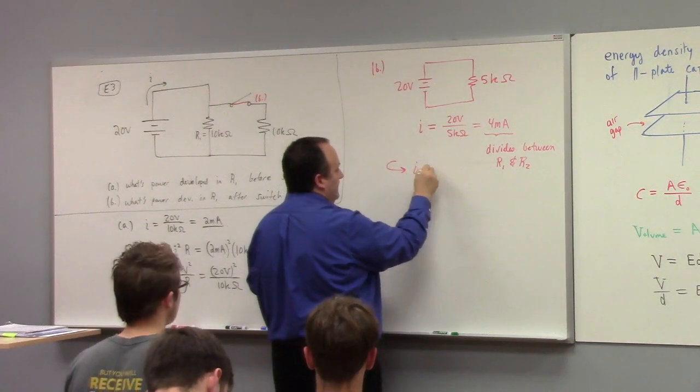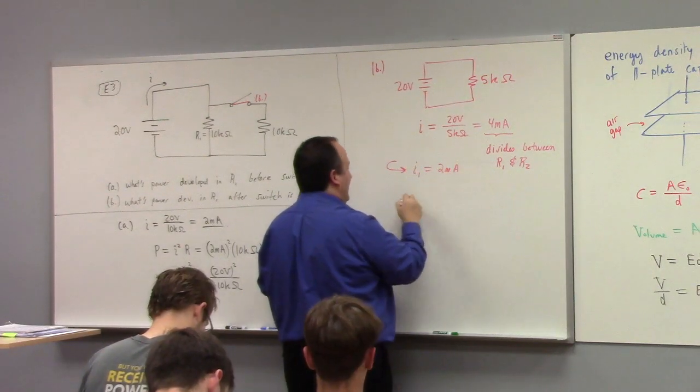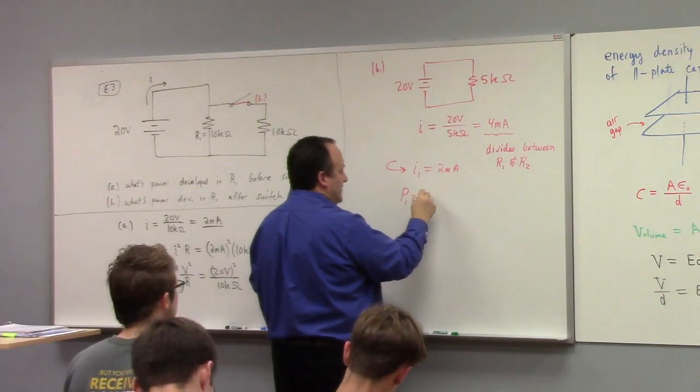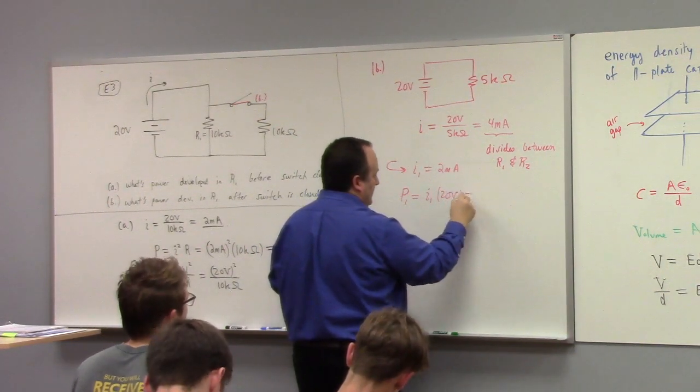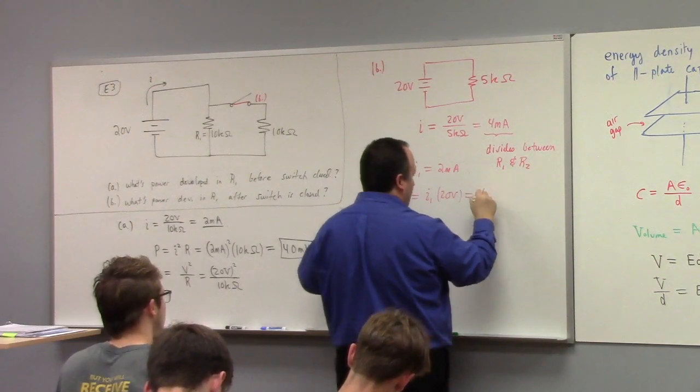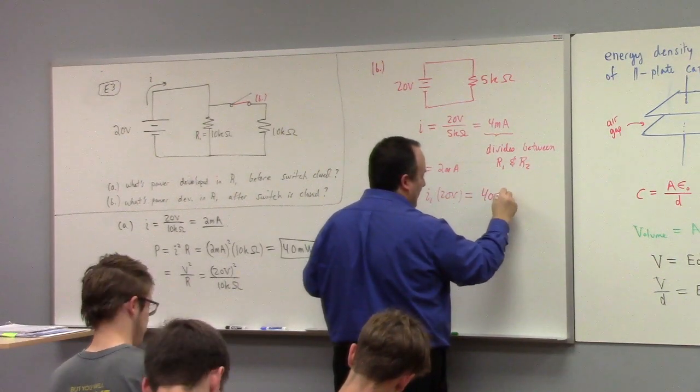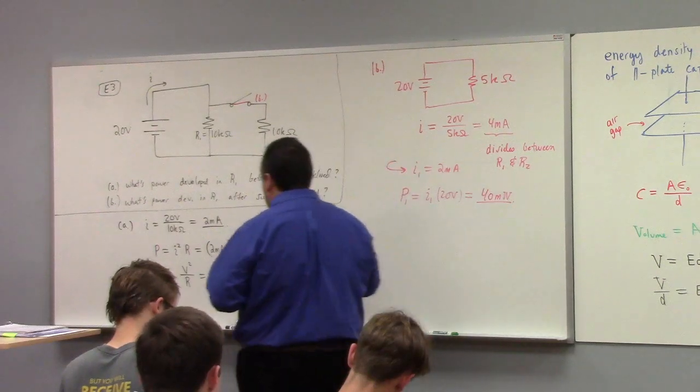So again, we're back to the power through 1 is I1 times the voltage across 1, which was 20 volts, which again gives us 40 milliwatts. Sorry, this is kind of a boring problem, but maybe it's instructive, I guess.